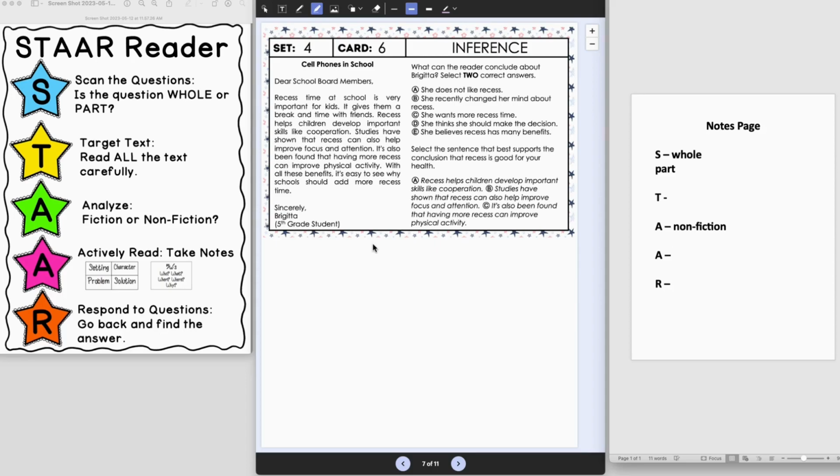Dear school board members, recess time at school is very important for kids. It gives them a break and time with friends. Recess helps children develop important skills like cooperation. Studies have shown that recess can also help improve focus and attention. It's also been found that having more recess can improve physical activity. With all these benefits, it's easy to see why schools should add more recess time. Sincerely, Brigida, fifth grade student. So here, who is Brigida?